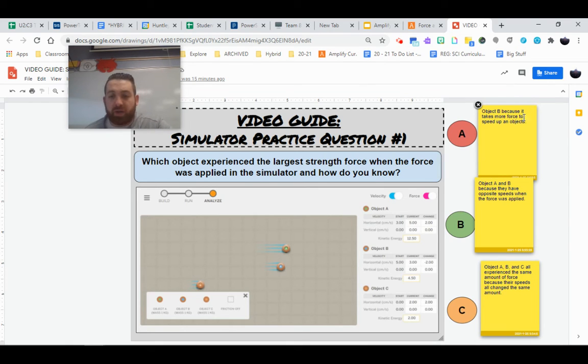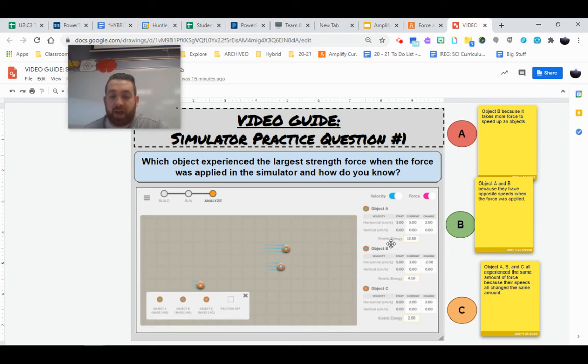Object B, because it takes more force to speed up an object. Well, object B is actually slowing down, if you notice. It starts from 5 and it goes to 3, and it changed by -2. So when this object had a force applied, whether it was a collision or a specific force, it changed from 5 to 3 and started to slow down. So even though it's traveling to the right, the force was applied in the opposite direction. So that actually doesn't make any sense.